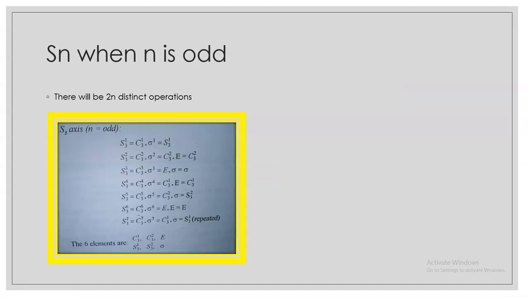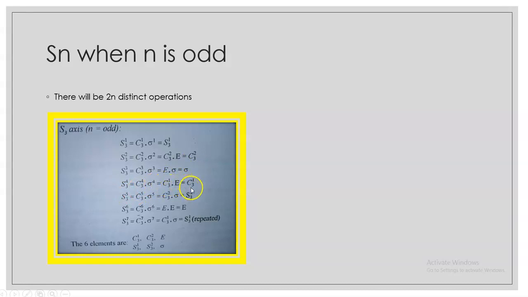Now what happens in the case of Sn when n is odd? When n is odd, there will be 2n distinct operations. Let us see it in the case of your S3. So S31 generates C31 into sigma 1. So that is S31. And S32 generates C32 into sigma 2. Sigma 2 is identity. So it is C32 into E, which is equal to C32. And S33 is C33 into sigma 3. So it is sigma. And S34 is C34 into sigma 4, where sigma 4 is E.